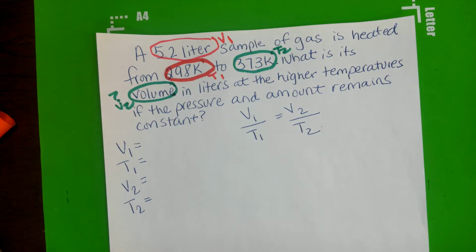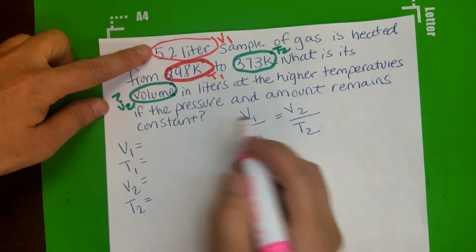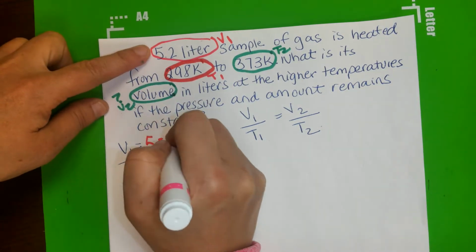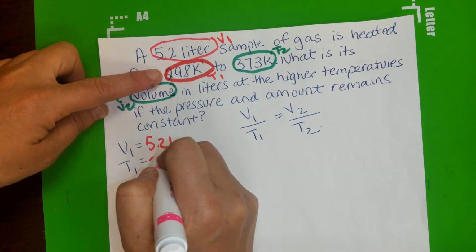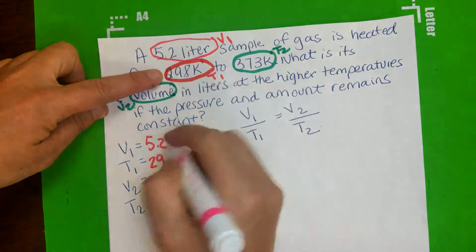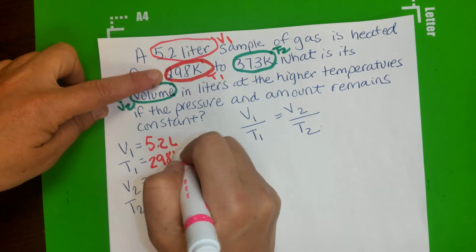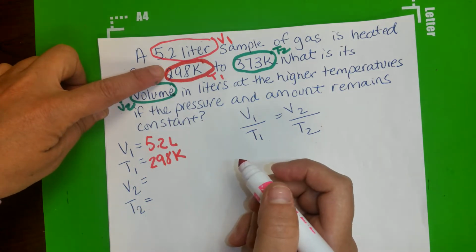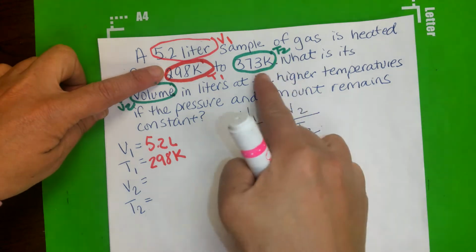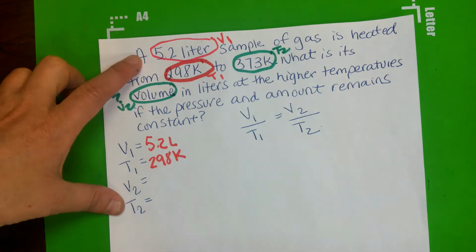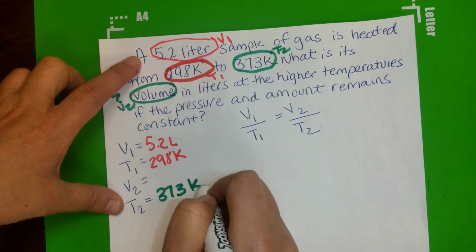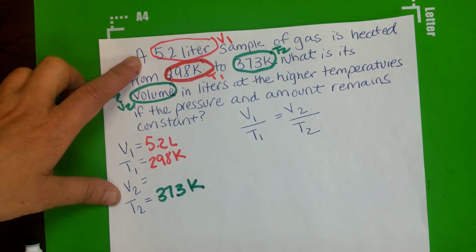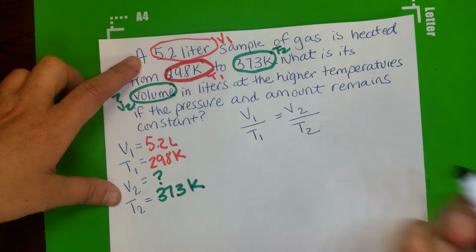Okay, so now let's start putting these in. This one will be 5.2 liters. And the 298 Kelvin will be T1, that's the initial temperature. It started at 298, and then it finalized at 373 Kelvin. So it would be 373 Kelvin. And we're trying to find out the final volume.